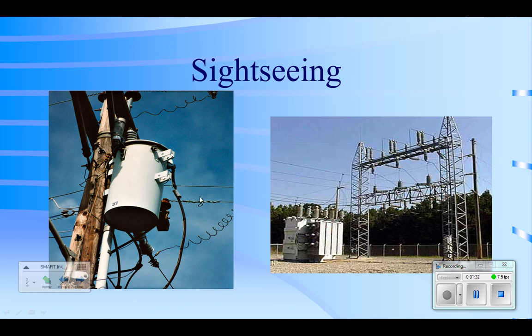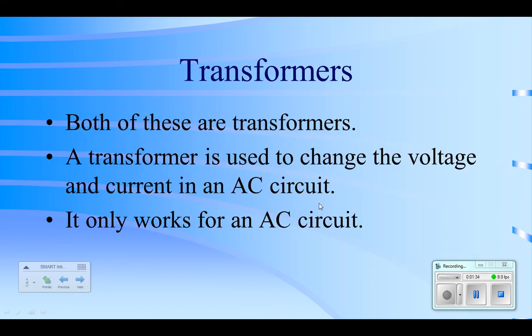All right, so these are some things you might have seen, so you have an idea what we're talking about. They are both examples of transformers, and a transformer is called that because it's used to change the voltage and the current in AC circuits. And it's important to remember these work only in AC circuits. If you have a DC circuit, you cannot use a transformer, for reasons that we'll see here in a second.